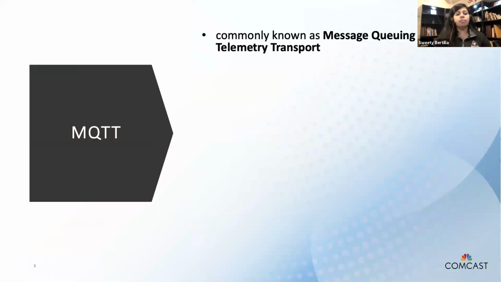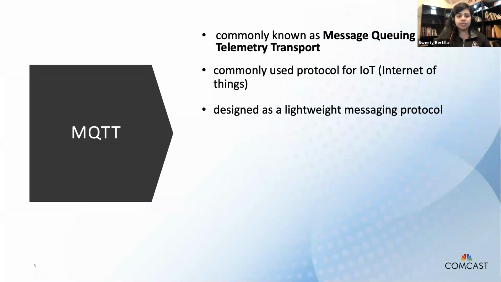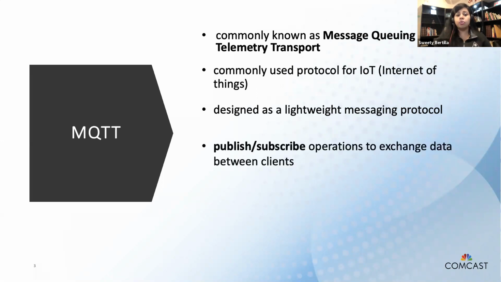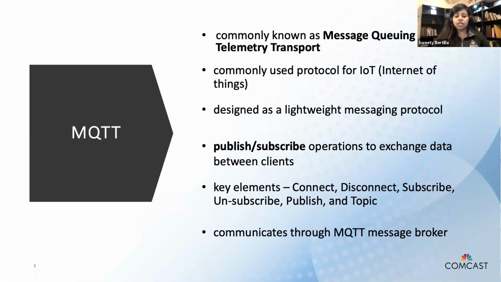So MQTT is commonly known as the Message Queuing Telemetry Transport. It's used as a protocol for IoT, Internet of Things. It's designed as a lightweight messaging protocol. That means the messages are very lightweight, so they can be easily transmitted without worrying about the bandwidth. It uses the publish and subscribe operation to exchange data between the clients. The key elements we are going to see in MQTT are connect, disconnect, subscribe, unsubscribe, publish, and topic. While we go through, we'll see what these are. You'll see that MQTT communicates using something called an MQTT message broker.